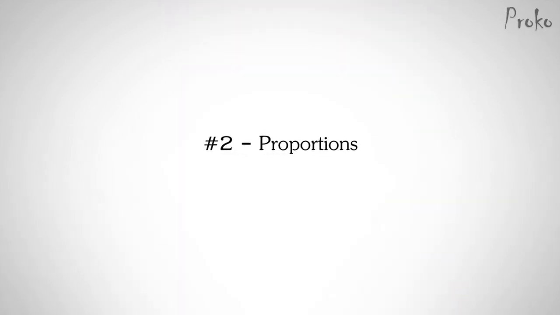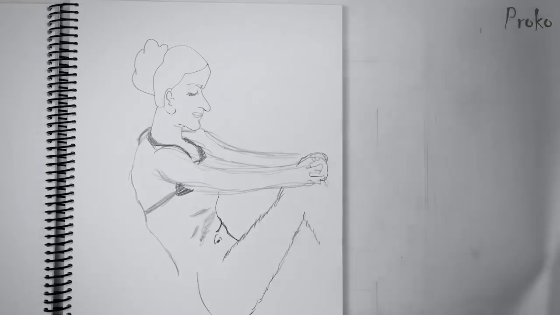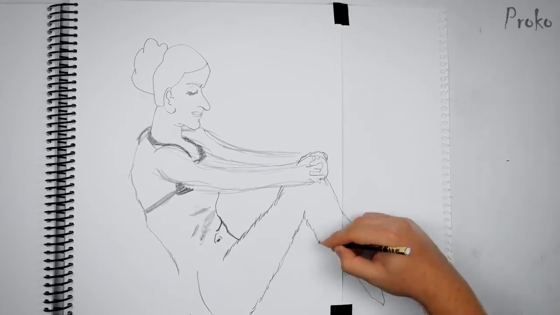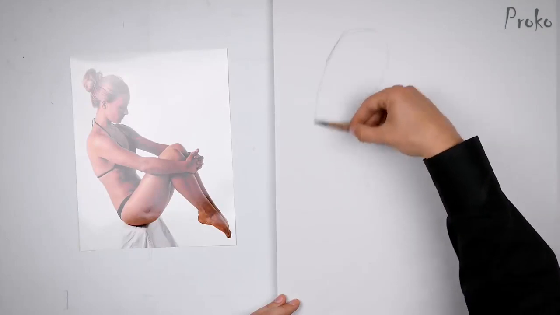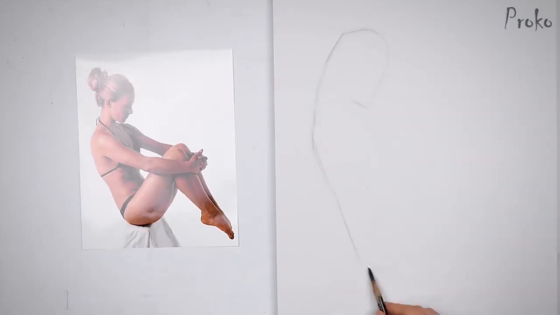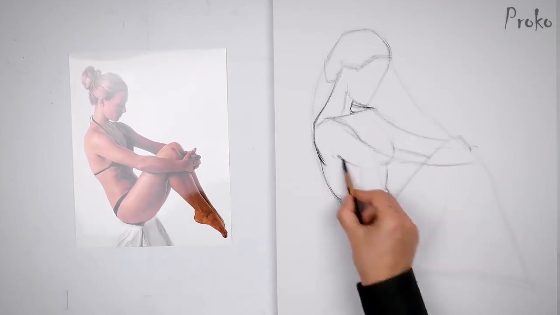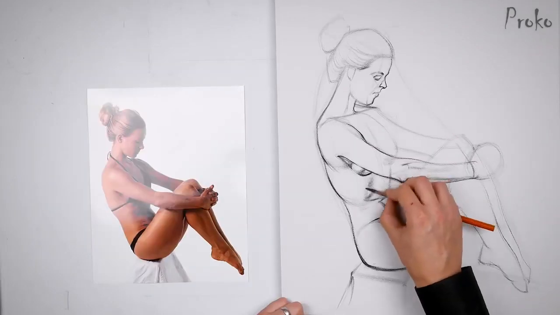Number 2, proportions. Set yourself up for success by making sure you have enough room on the page for the whole thing you want to draw. It sounds silly, but people mess it up all the time. So get your scale right. As you start the drawing, skip around from place to place, or start with a large envelope around the whole thing and then break it down into smaller and smaller pieces.